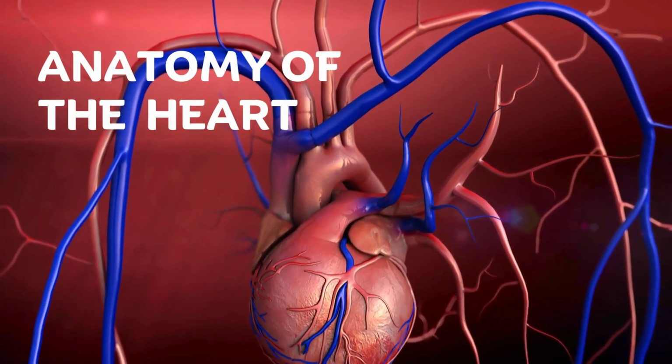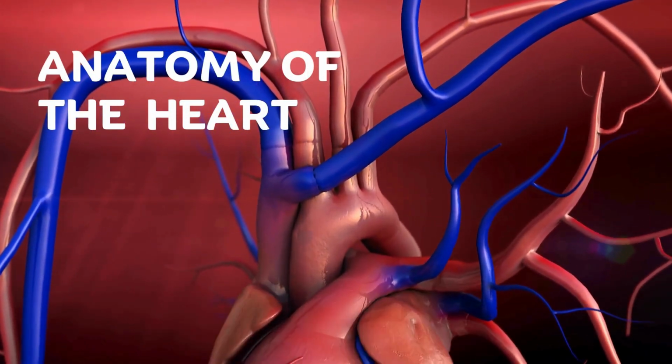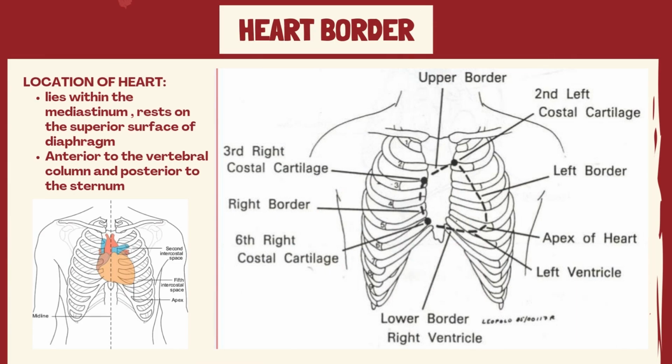Now, let's dive deeper into the anatomy of the heart. The heart lies within the mediastinum, raised on the superior surface of the diaphragm and positioned left of the midline. It is anterior to the vertebral column and posterior to the sternum. Next, the borders of the heart. There are four borders, which are the superior, inferior, right, and left borders.